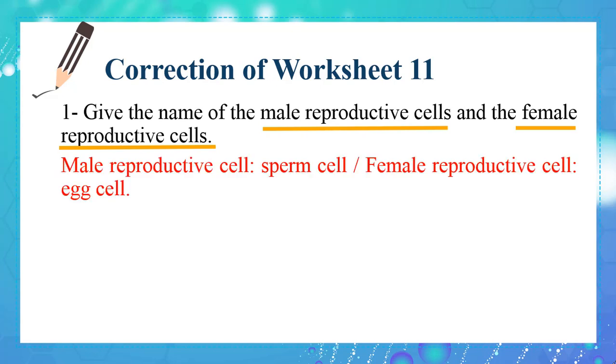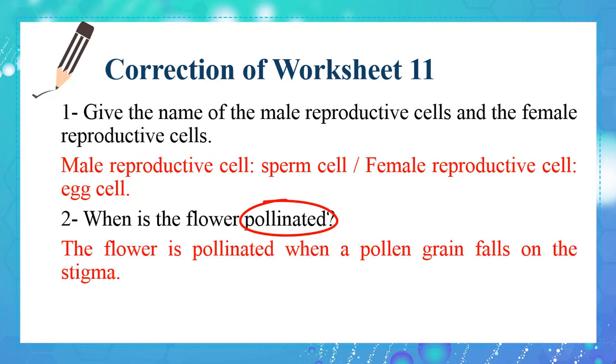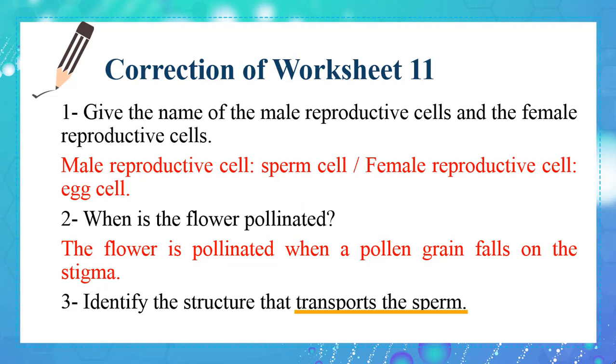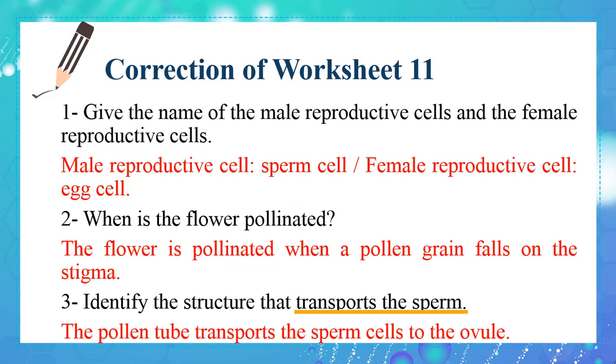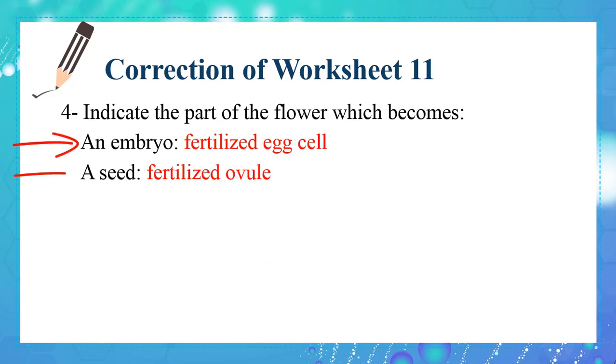The male reproductive cell is the sperm cell, and the female reproductive cell is the egg cell. The flower is pollinated when at least one pollen grain falls on its stigma. The pollen tube is the structure that transports the sperm cells to the ovule. The embryo was before the fertilized egg cell. The seed was the fertilized ovule, and the fruit was an ovary.